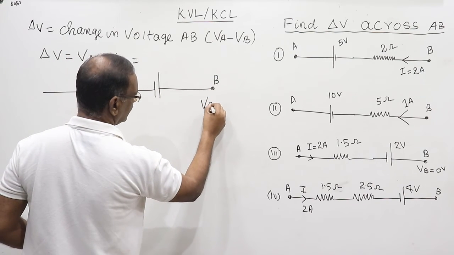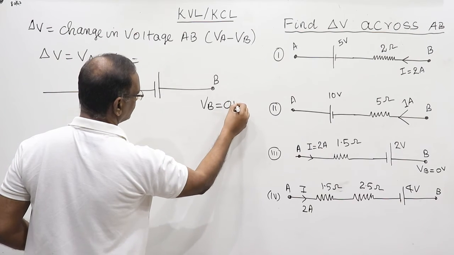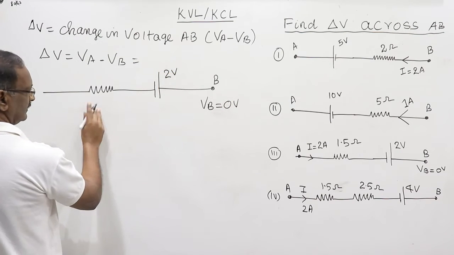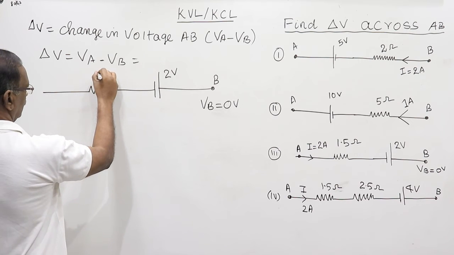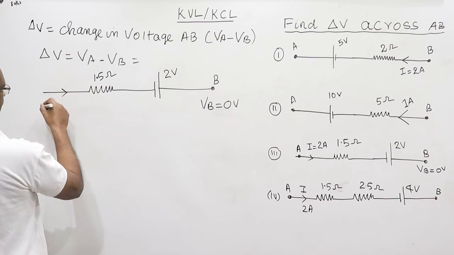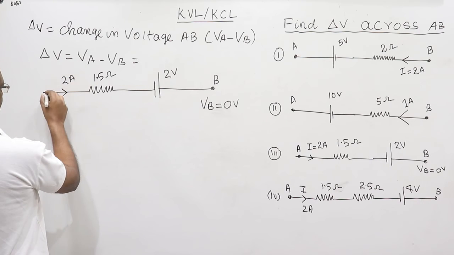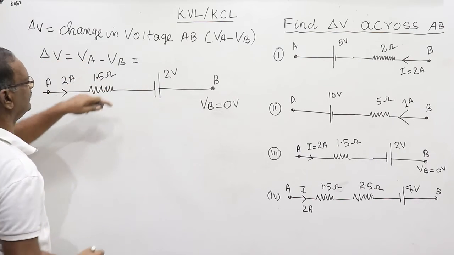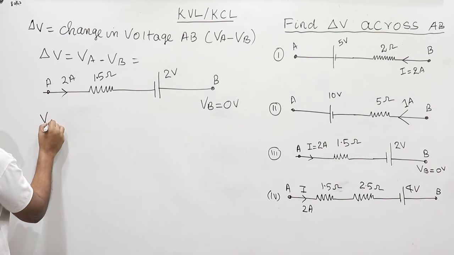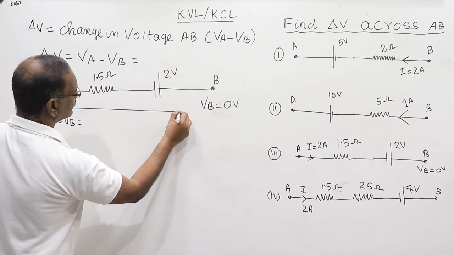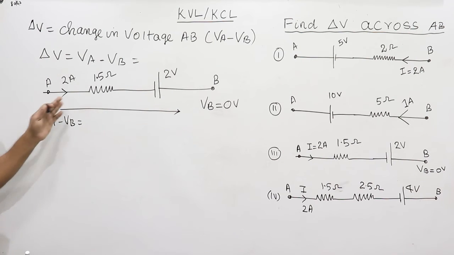It is given that the potential at point B is equal to 0 volt. This is 2 volt and this is 1.5 ohm, and the current is flowing this way, 2 ampere, and this is point A. We have to find out the change in potential across A and B. Let us move this way, because we have to find out A to B. This is the direction we move.